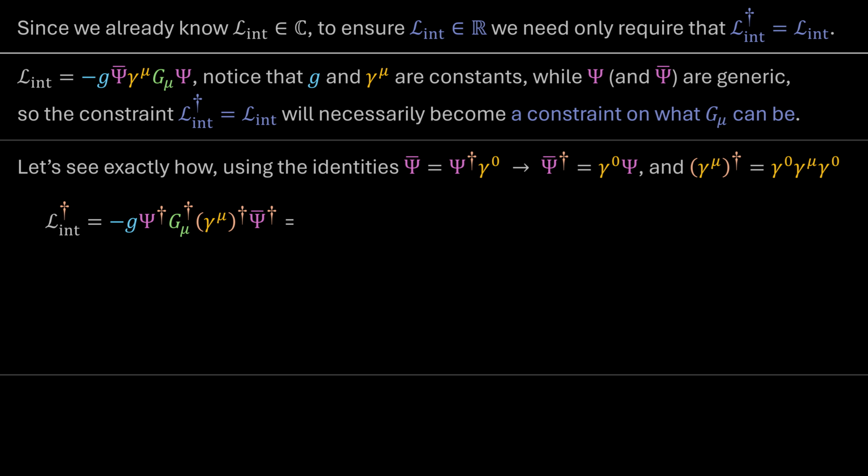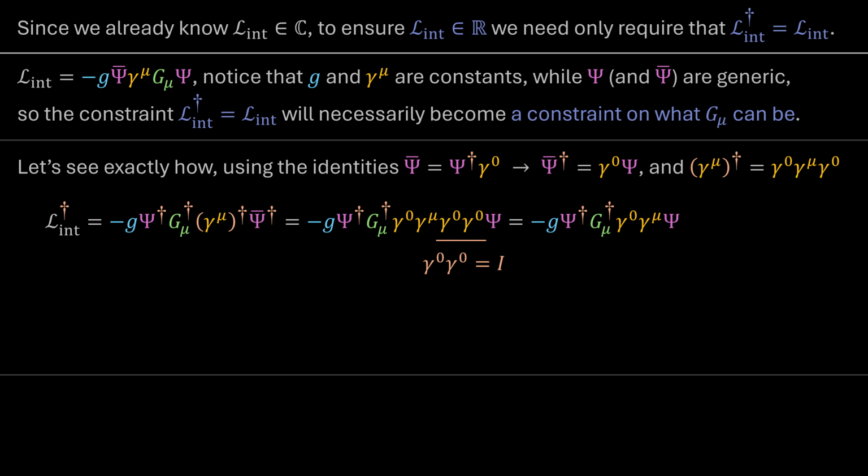Alright, now to simplify this expression, the first thing we want to do is use our identity that psi bar dagger equals gamma 0 psi, and then also we'll go ahead and use our identity that gamma mu dagger equals gamma 0 gamma mu gamma 0. And so we can write the equation out like so: negative g psi dagger G mu dagger gamma 0 gamma mu gamma 0 gamma 0 psi. These equations are fun to say. And now we're going to notice, wait a minute, gamma 0 gamma 0, that's the identity matrix. And so that's just multiplying by 1, so those terms go away. And then we can write the equation in a more simple form, like so.